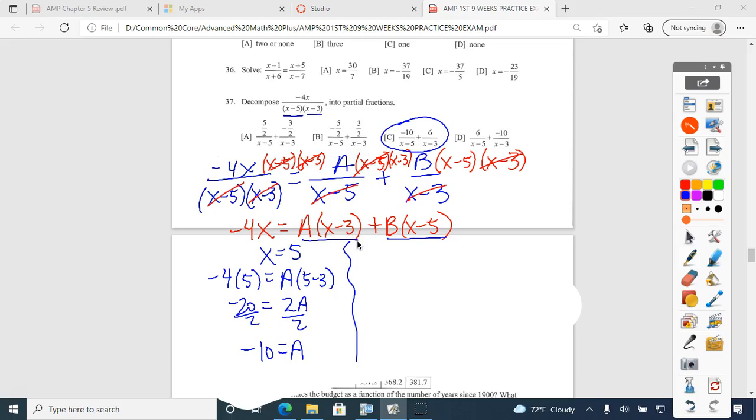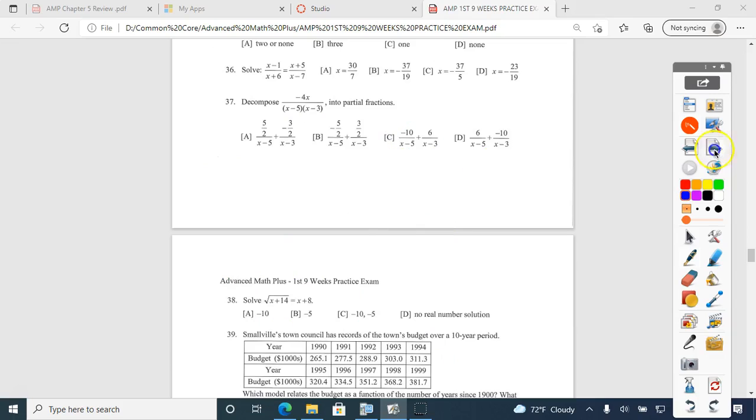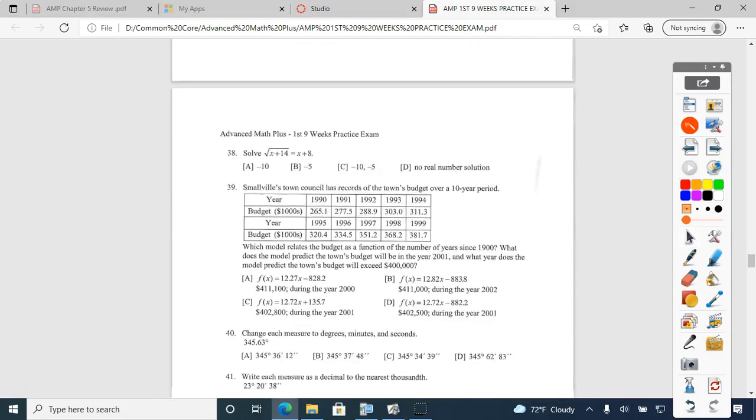To get rid of a, I'm going to let x be 3. So negative 4 times 3 equals b times 3 minus 5. That would be negative 12 equals negative 2b. Divide by negative 2. B is 6. Again, answer is still C. Okay. Winding down, 38.